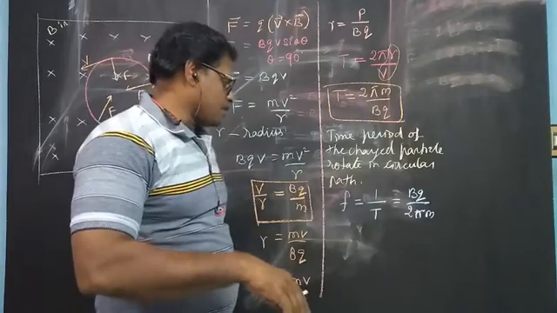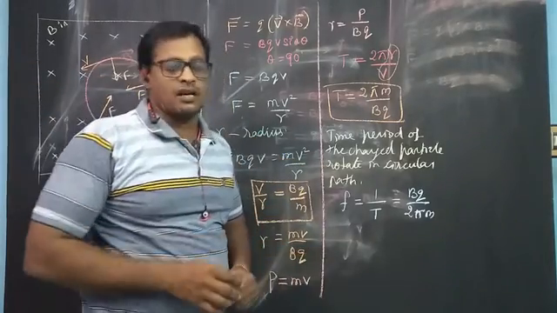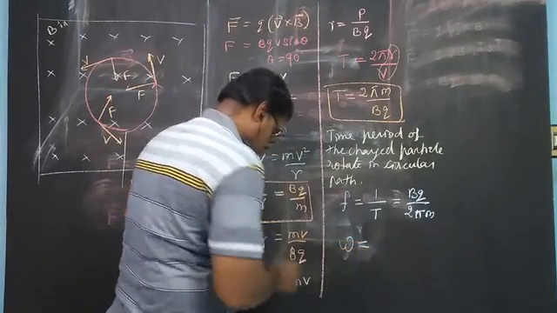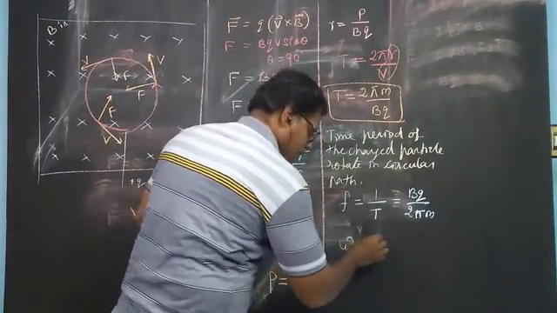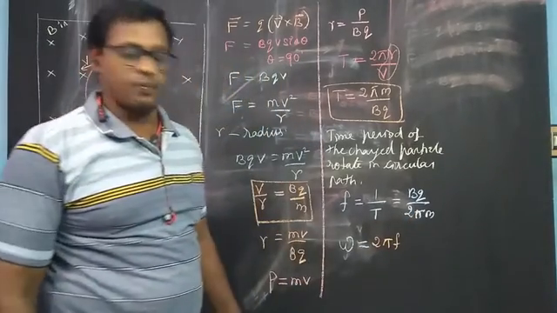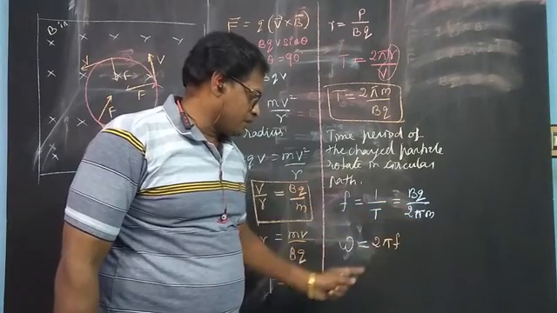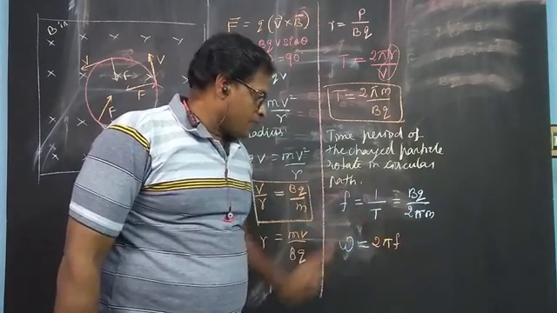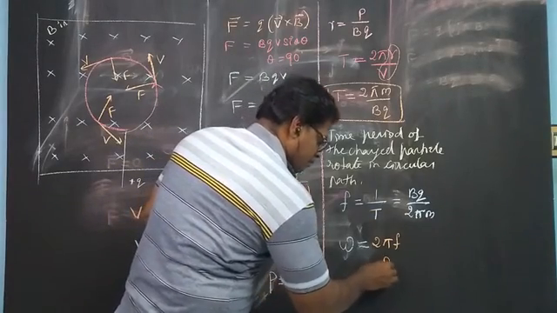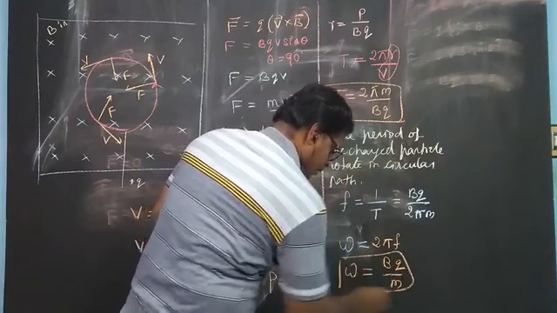What is angular frequency? If an object starts rotating, if it revolves around the path, we can talk about the angular frequency. Angular frequency is denoted omega. Omega is equal to the general formula 2 pi f. Omega is equal to 2 pi f, and f you know, bq by 2 pi m. So 2 pi and 2 pi get cancelled. Now omega is equal to bq by m.